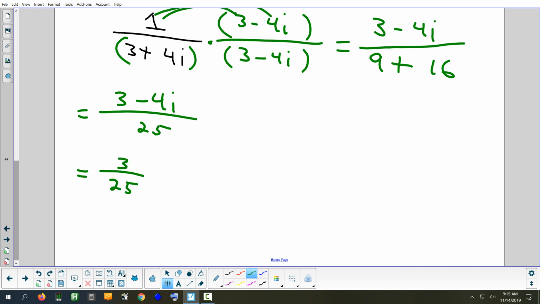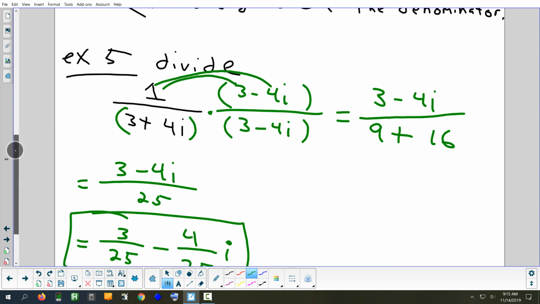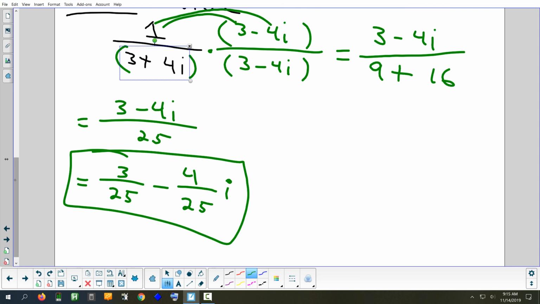There's the real part, 3 over 25, minus, because it's minus, 4 over 25. So the real part is 3/25, the imaginary part is negative 4/25. And we just put the i right next to the number. You can leave the i in the top, but we usually put it right in the middle like that. And that's the answer when you divide that by that. Any questions on that?